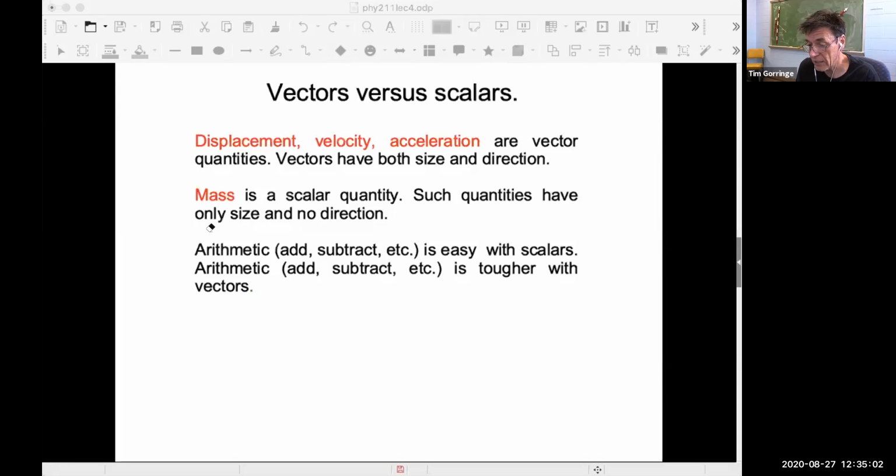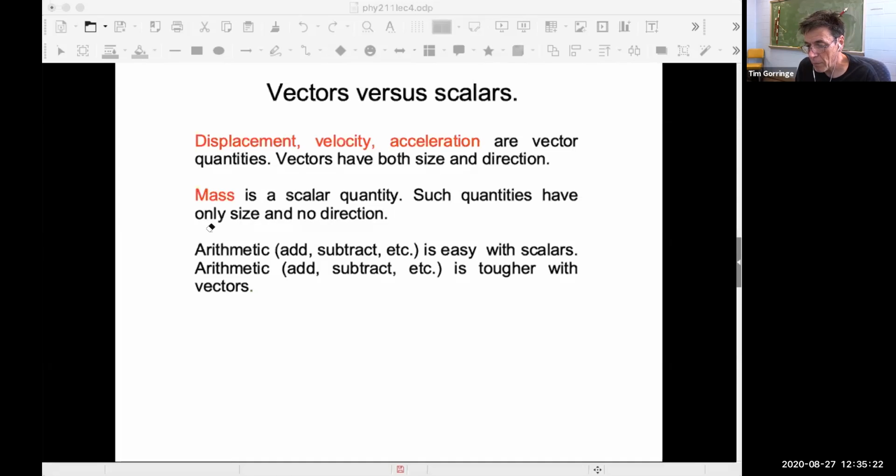So velocity has a size, 10 miles per hour, 50 miles per hour, and has a direction. You're heading north, you're heading east. And all of those three quantities we've been working with up to now, displacement, velocity, acceleration, are vectors, and have size and direction.